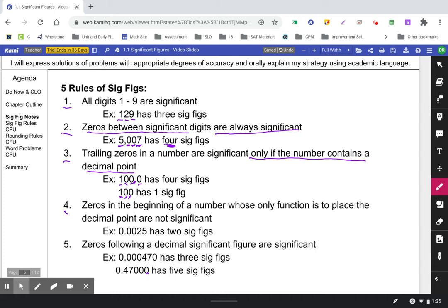Rule number 4. Zeros in the beginning of a number whose only function is to place the decimal point are not significant. So it's really good practice normally in math, if you're using a decimal point, to write this 0.0025 to make sure you're really showing where that decimal point is. That's great practice. However, these leading zeros are not significant. So that's not significant, not significant, not significant. Only this 2 and 5 are significant. So this number would just have 2 significant figures.